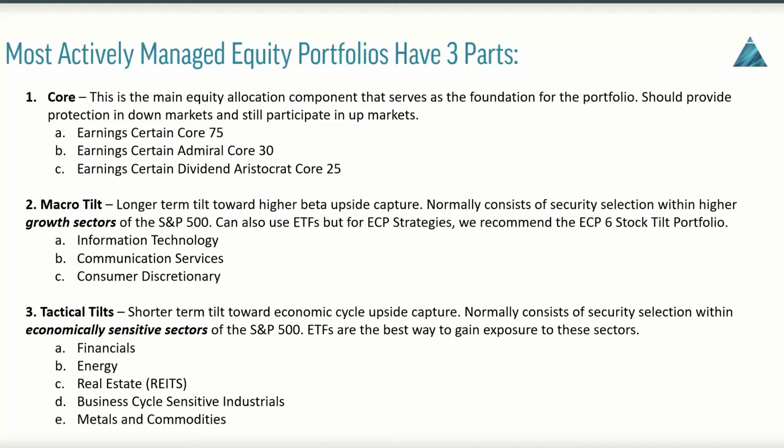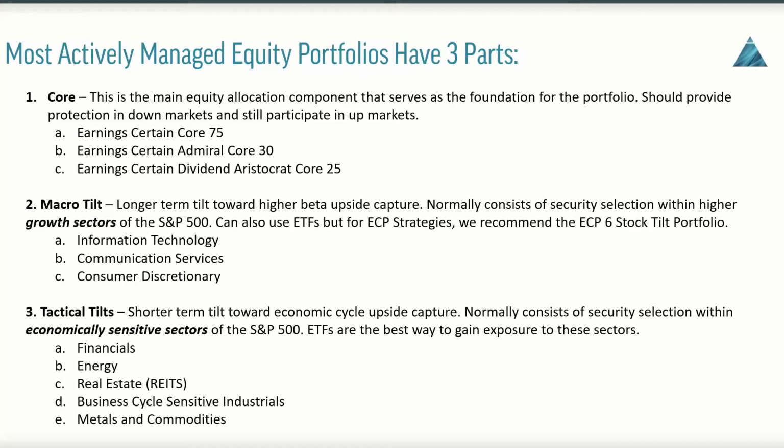The idea here is that you can also use ETFs, but for the ECP strategies, we do recommend that you use the Earnings Certain portfolio 6-stock tilt. We'll talk more about that in a few minutes. But the sectors that represent that 6-stock tilt portfolio are key, and those are the information technology sector, communication services sector, and the consumer discretionary sector. We'll talk a little bit more about how all this comes into play shortly.